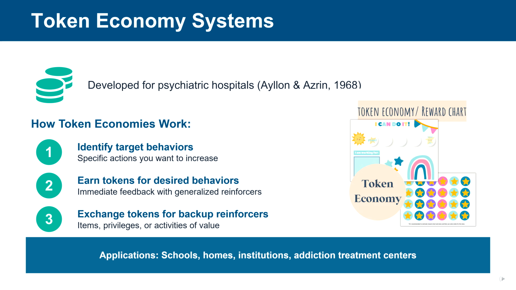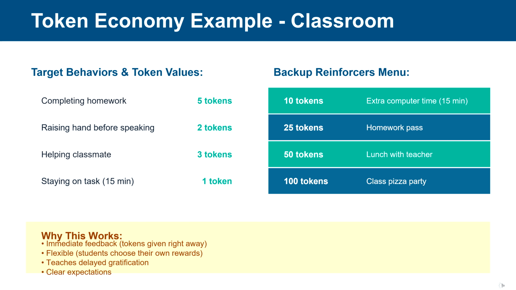The beauty of token economies is the immediate feedback. You perform the behavior, you immediately get a token. The tokens bridge the gap between the behavior and the more delayed backup reinforcers. They're flexible so that different people can choose different rewards, and they teach delayed gratification.